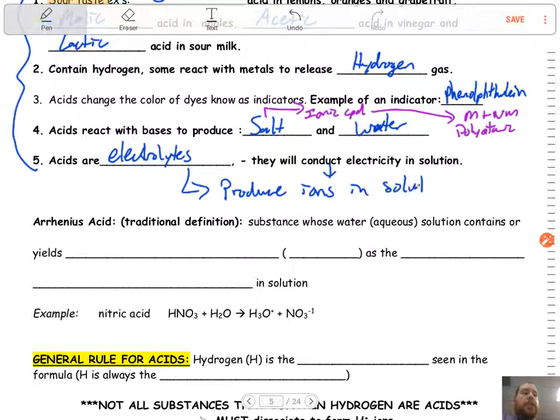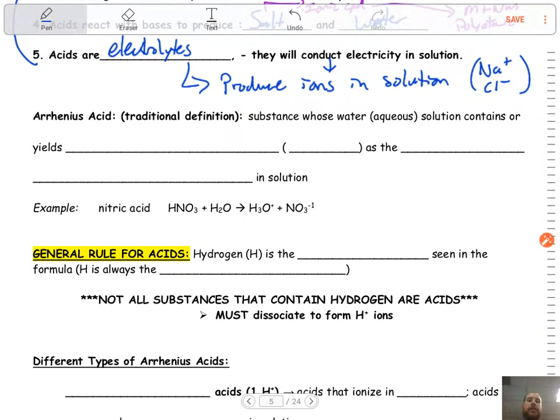Okay, ions have a charge. So for example, if we look at something like Na+ or Cl-, those charges right there allow for the electrons to flow. If you don't have ions in solution, you won't have an electrolyte because they can't conduct electricity without those charges.